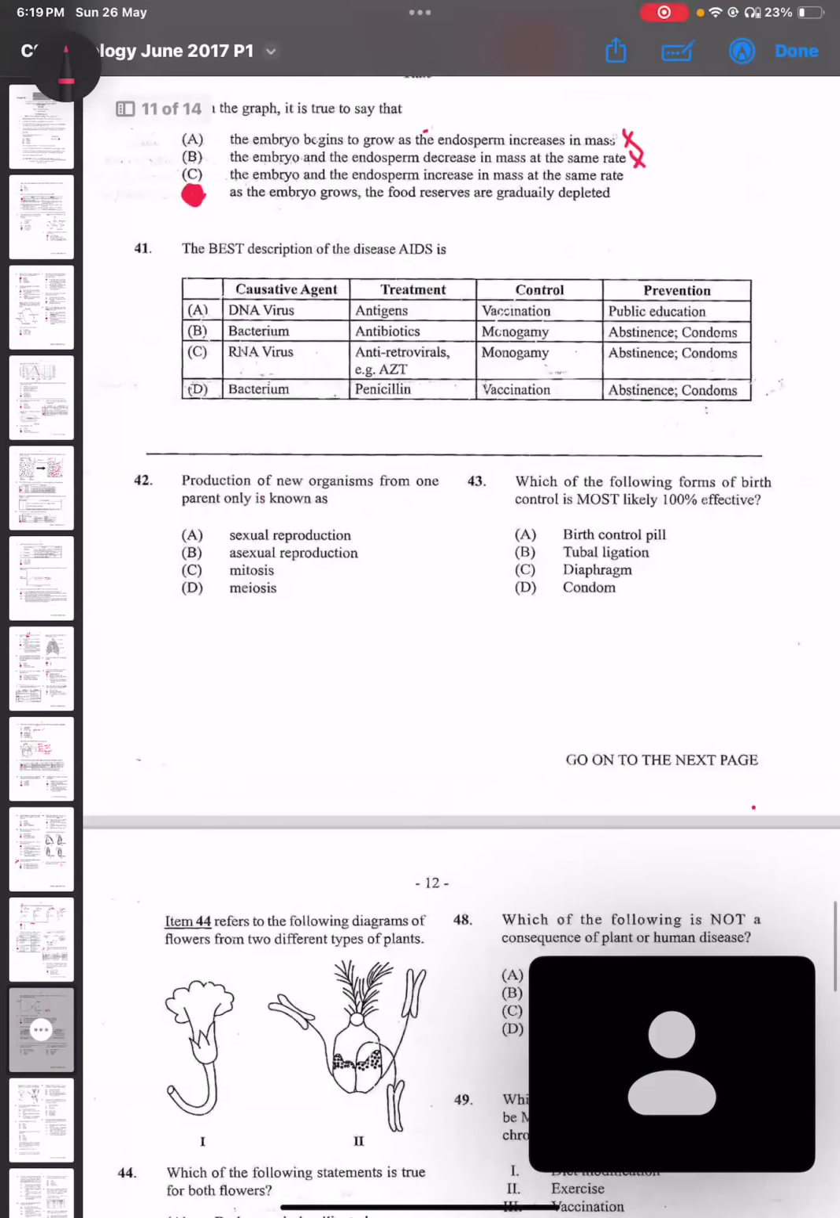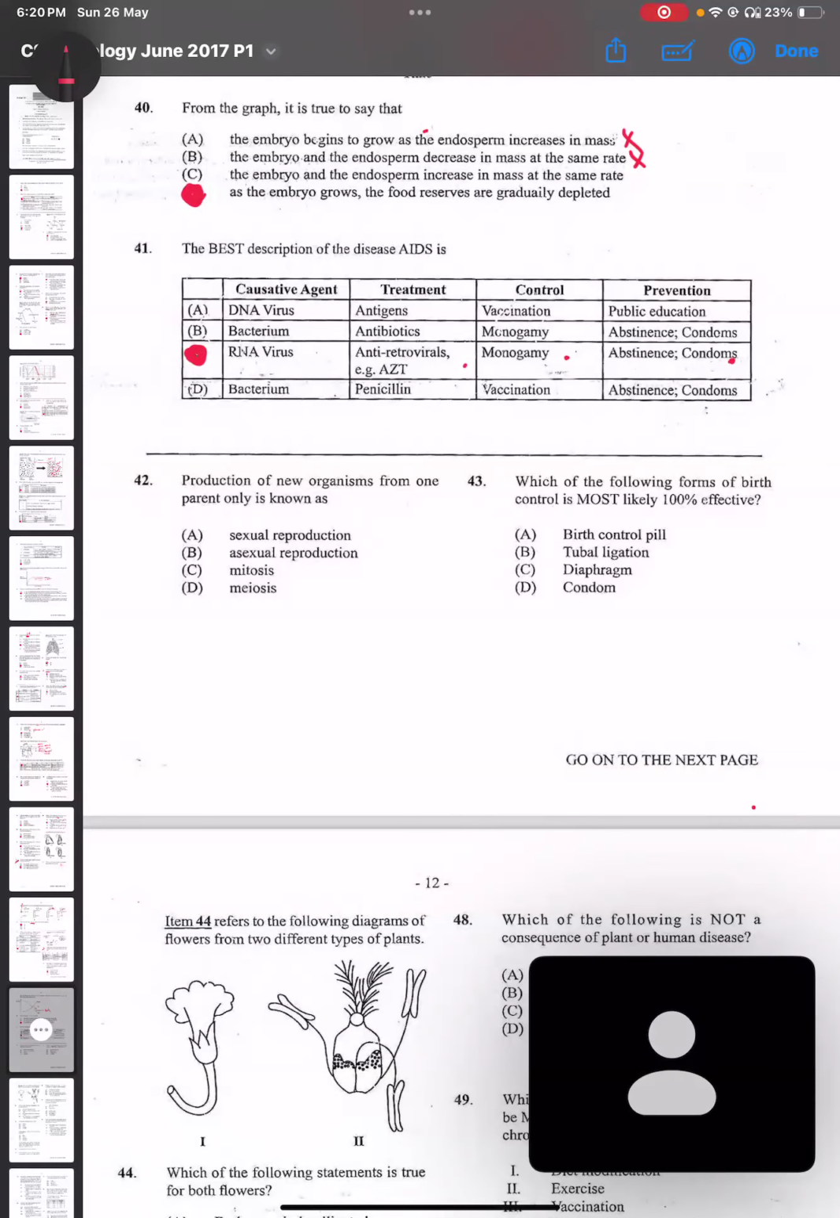Which is the best description of the disease? It is C. You're treated with antiretrovirals. Your control is by having one sexual partner, which is monogamy, and the prevention is abstinence or using condoms. So that is for AIDS. It's caused by an RNA virus.